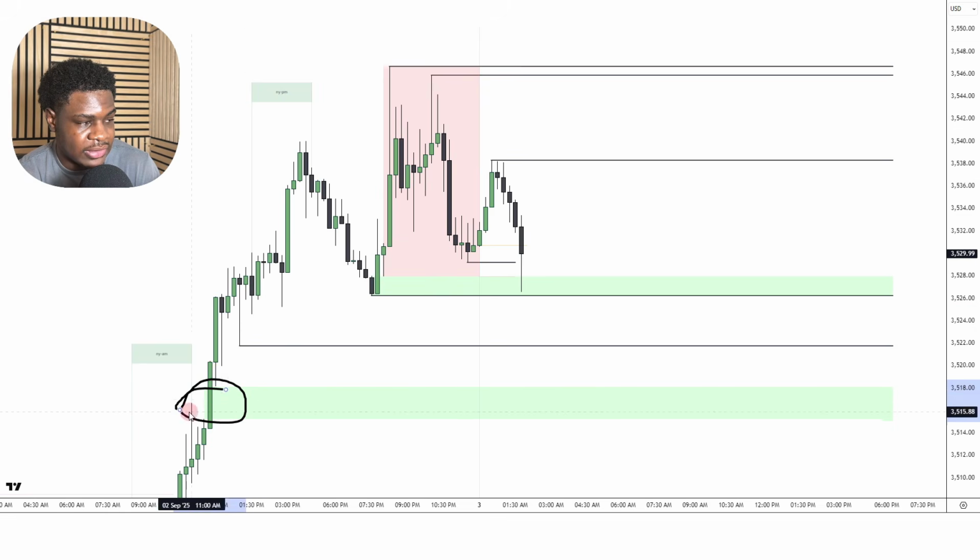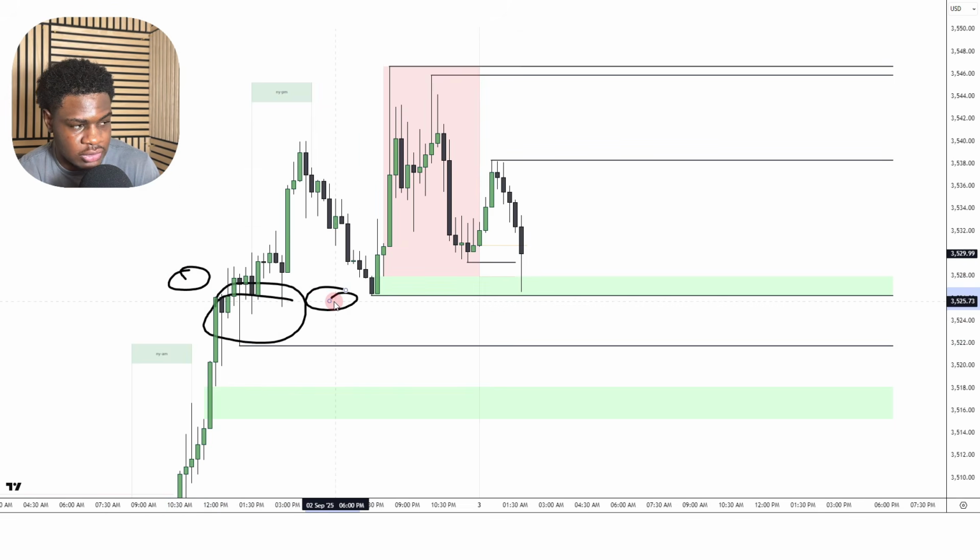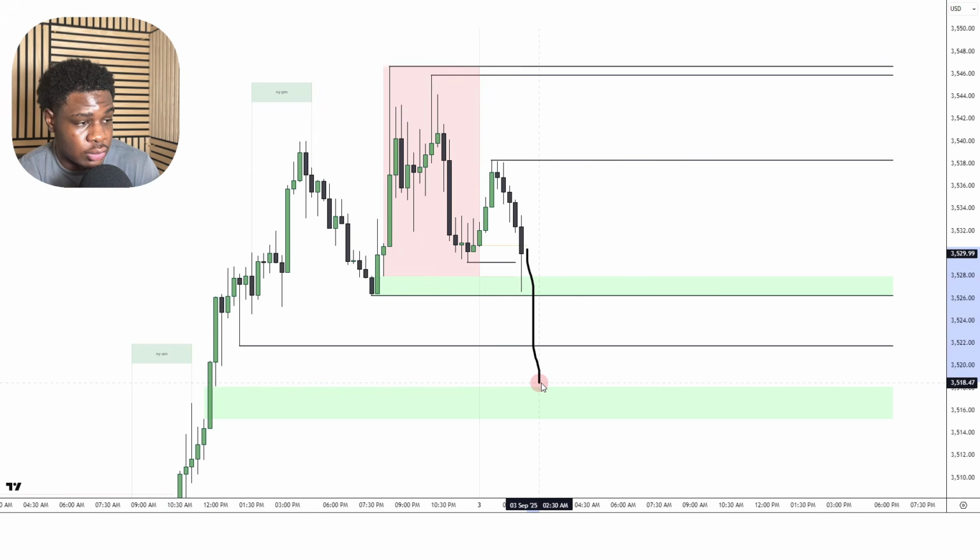Why we want to mark out this fair value gap is because none of these lows are intermediate term lows. A regular short-term low, a regular short-term low. None of these lows have a short-term low to its left or short-term low to its right. Price is most likely going to break through all of them. Most likely it's going to revisit the fair value gap down here.